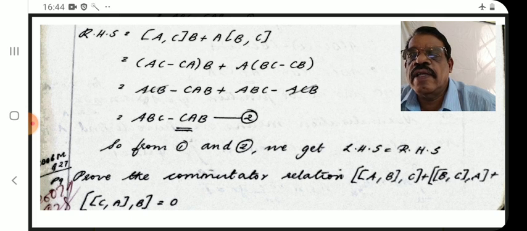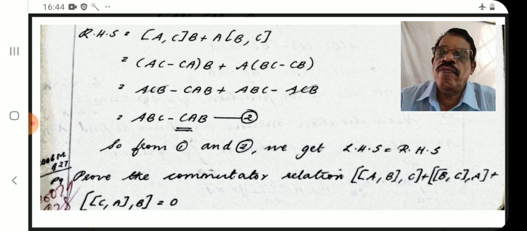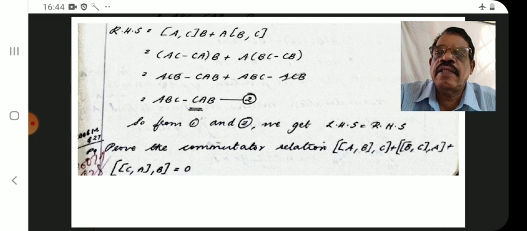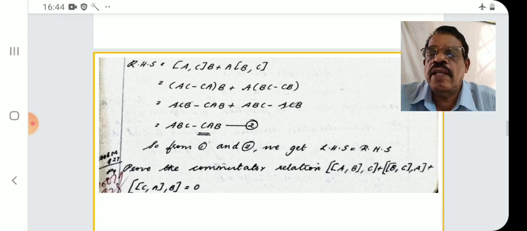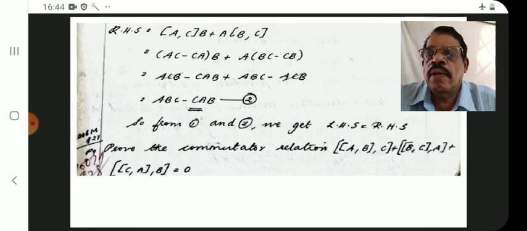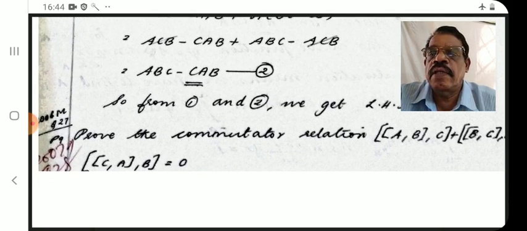The ACB terms cancel. We get ABC minus CAB. That is the RHS. From 1 and 2, we see that LHS and RHS are the same. So we can equate them: from 1 and 2, we get LHS is equal to RHS. That is the proof.